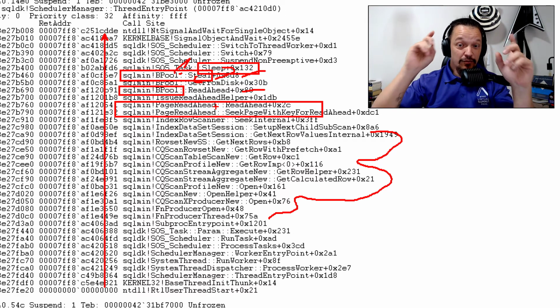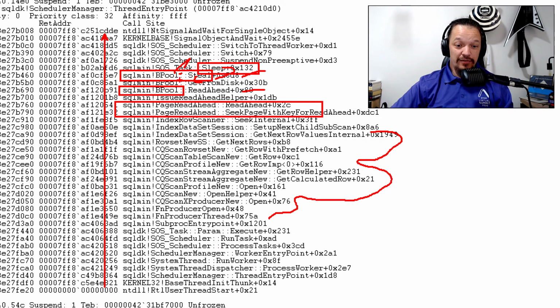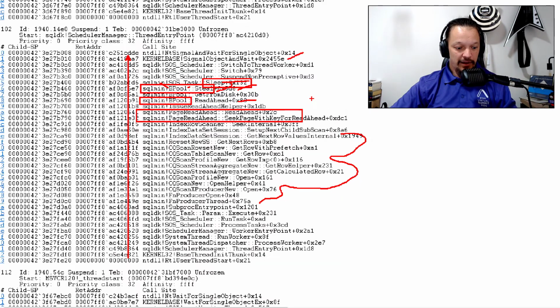Do you remember that wait that we saw before? The name is really similar, right? Waiting for the steal in the buffer pool. Yep. Then you wait, and someone will signal you once the operation is completed.